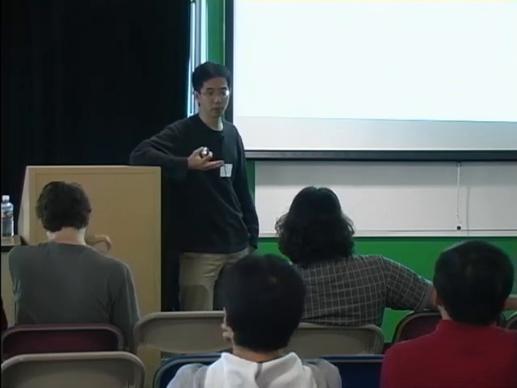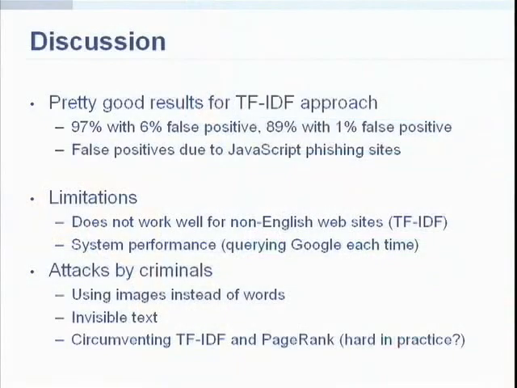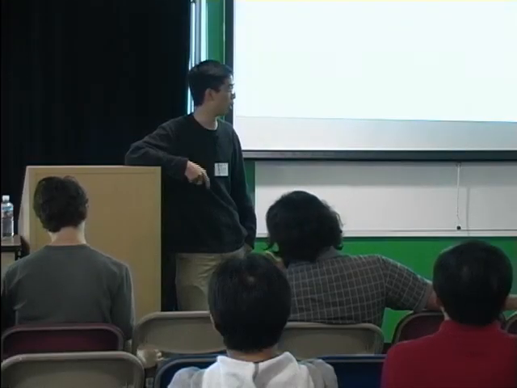Invisible text is another issue, but I think this is easily detectable. And circumventing TF-IDF and PageRank: we're actually not sure if it's easy to do this or not. We have our suspicions that TF-IDF is fairly robust. It's actually quite hard to subvert this. And my suspicion is that, over here at Google, PageRank is being attacked all the time by search engine optimization companies. My suspicion is that that's also fairly hard to circumvent, or to subvert. But again, we don't have any statistics or data on how hard or easy it is to do this.